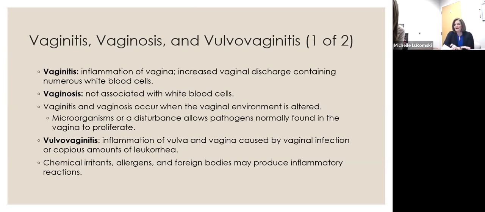We use a DNA type of test instead of the wet prep. I know if we get into that already, but with vaginosis you don't see the increased number of white blood cells. So even though vaginosis is a type of vaginitis, you're not seeing the white blood cells like you would with an STD of chlamydia or gonorrhea. Perfect. So we can move on.